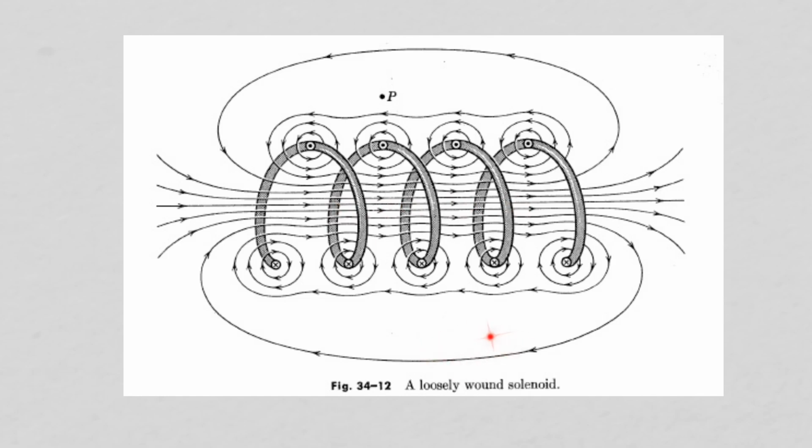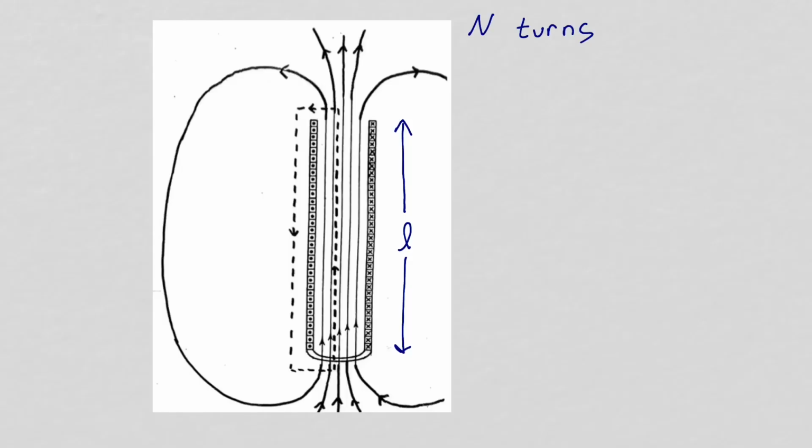Here is that tightly wound solenoid, and we're looking at a cross-section through the solenoid. The length of the solenoid will be L, and we'll have N turns of the wire. We're going to apply Ampere's circuit law to determine the magnetic field intensity, and this dashed line will be our Amperian loop. It will go down the inside of the coil and then out and around the outside and back in.